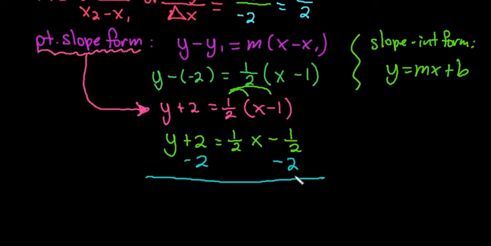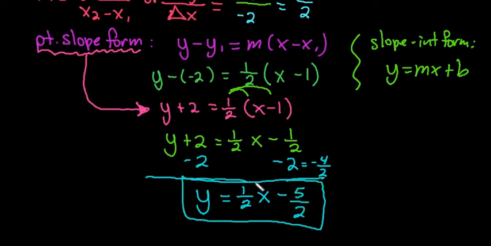Remember that 2 is really 4 halves. If you just think about it, that 2 is really 4 divided by 2. So this is really -1 over 2 minus 4 over 2. If we add the top numbers, we would end up with -5 halves. So this would be our answer in slope-intercept form. If it asked for slope-intercept form, that would be our answer.